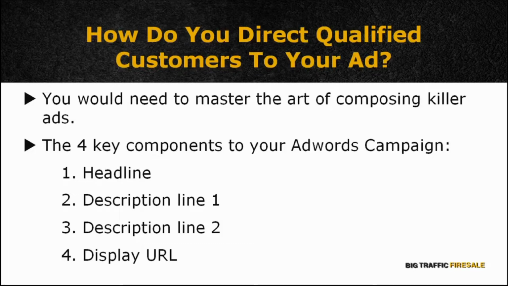composing killer ads. There are four key components to your AdWords campaign: 1. Headline, 2. Description line 1, 3. Description line 2, 4. Display URL. Bear in mind that these components will either make you or break you.